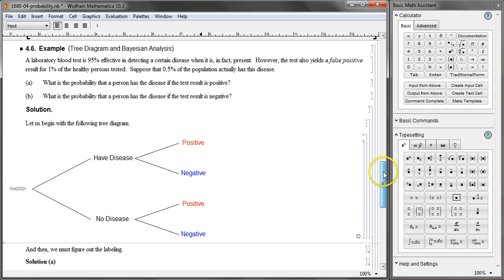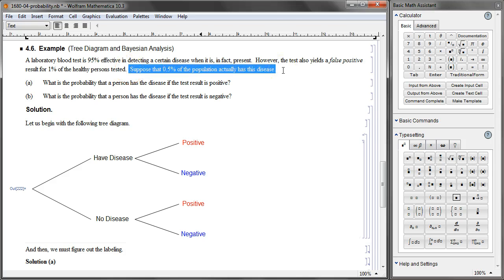Here is an initial attempt of the diagram. It is important that you take the first step right. The first step is not positive, negative, and have disease, no disease. The first step is have disease, no disease. And then the next step is positive, negative. Why? Because of this.